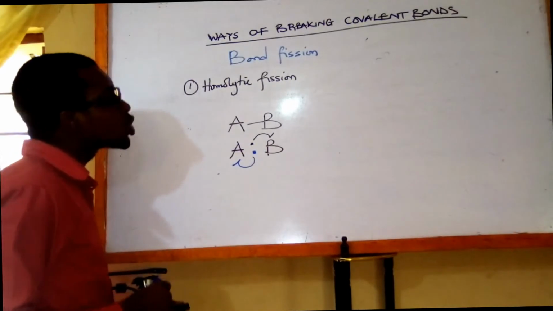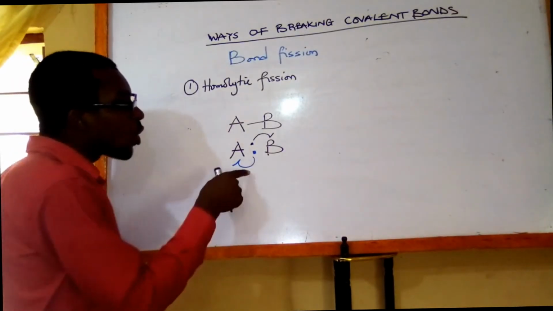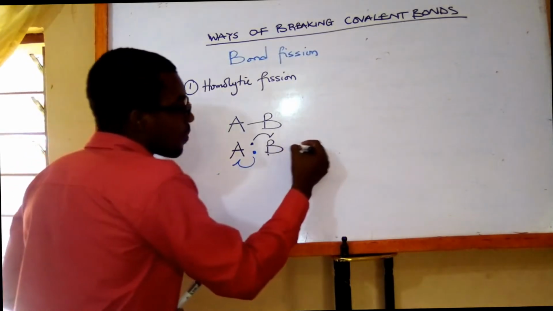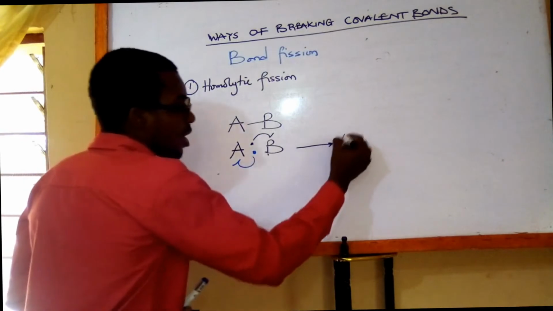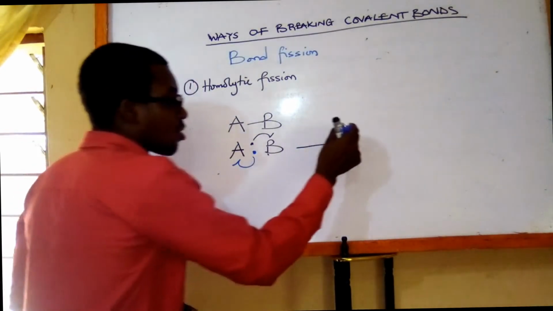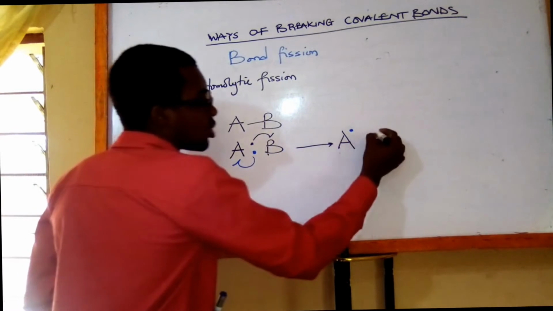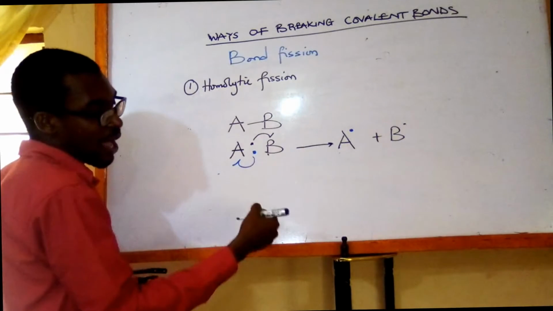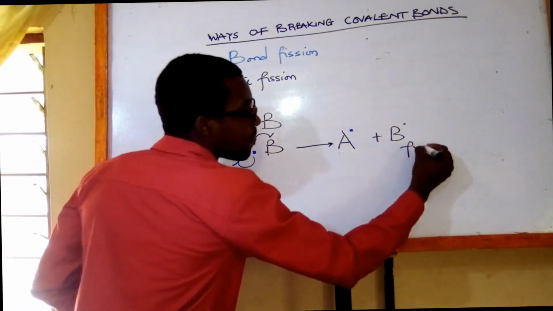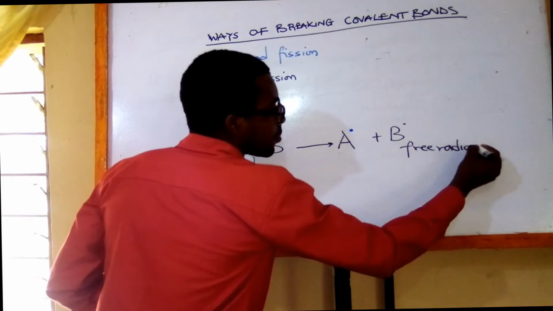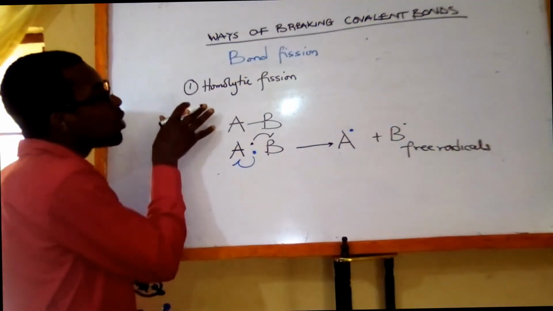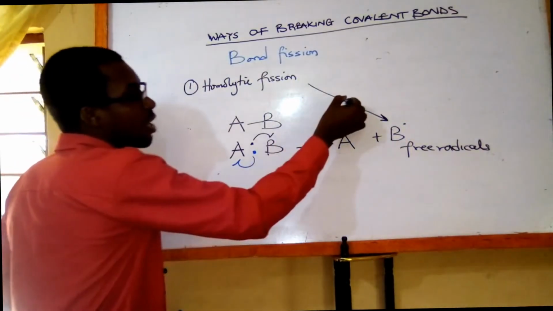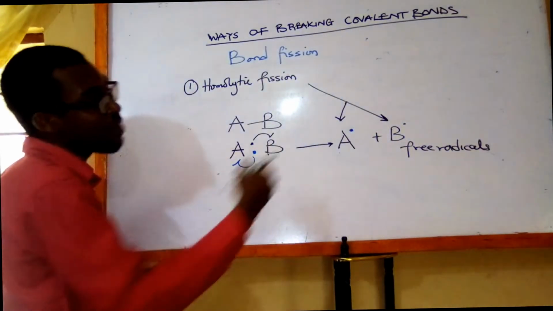When you are showing homolytic fission, use a curly arrow that has half an arrowhead. This will give us something like this: A with 1 electron plus B. What do we have here? We actually have what are called free radicals. So homolytic fission leads to the formation of free radicals. Both of them are free radicals.